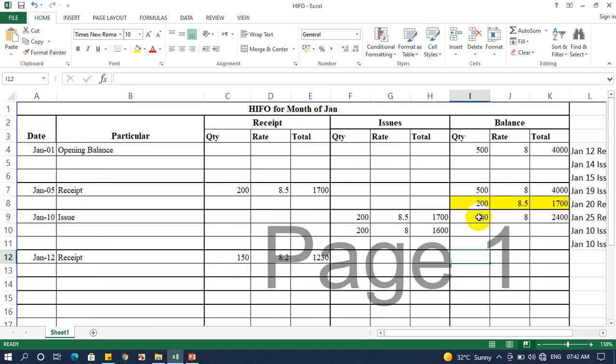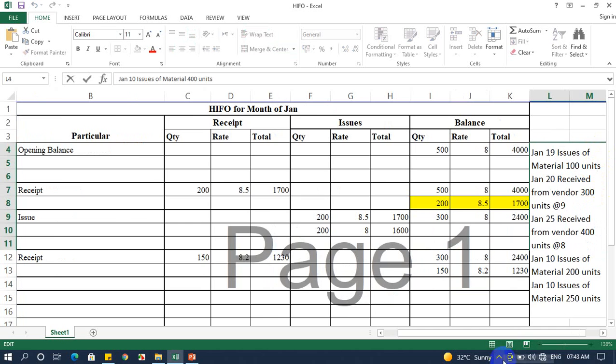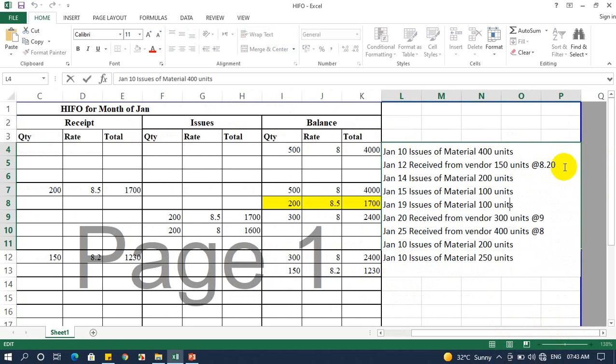So my remaining balance which is left from the last period, 300 units at 8, it will become 2400. New balance which is coming to us is 150 with the rate of 8.2, it will become 1230. That is what we have. And then we made a record of this, right?